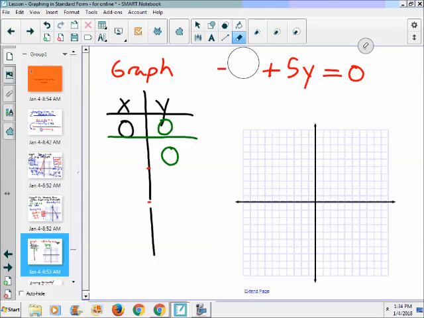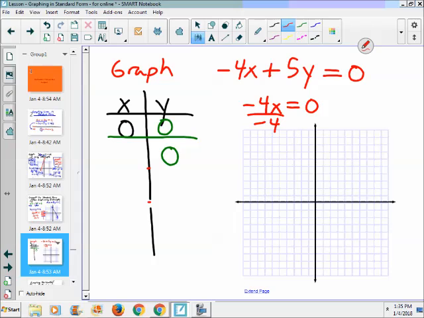Well, now let's find our x-intercept. So to find our x-intercept, we let y be equal to 0 and we solve for x. So we have negative 4x equals 0. If we divide both sides by negative 4, x equals 0. So our x-intercept is also 0, 0.